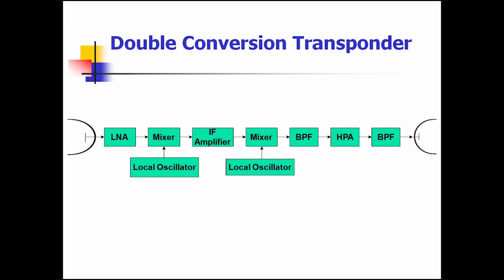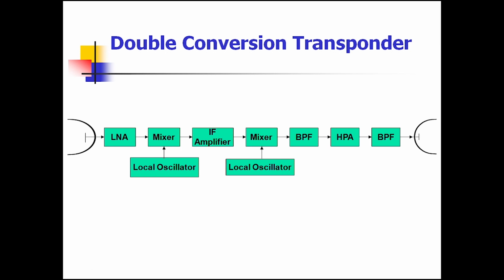The uplink signal is picked up by the antenna. It is amplified by the low noise amplifier and fed to the first mixer. The mixer translates the received RF signal into an IF signal. Typically 70 MHz is the IF signal. The IF signal from the first mixer is fed to the IF amplifier for the purpose of amplifying that signal.